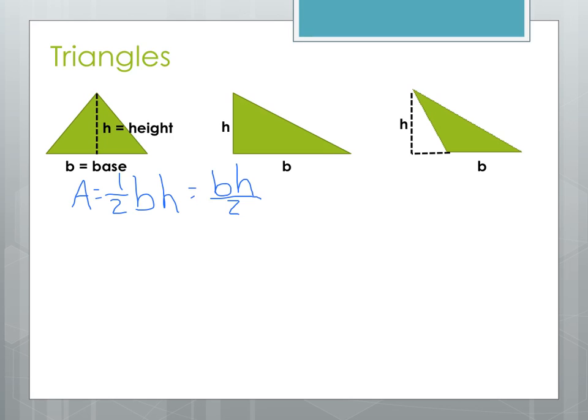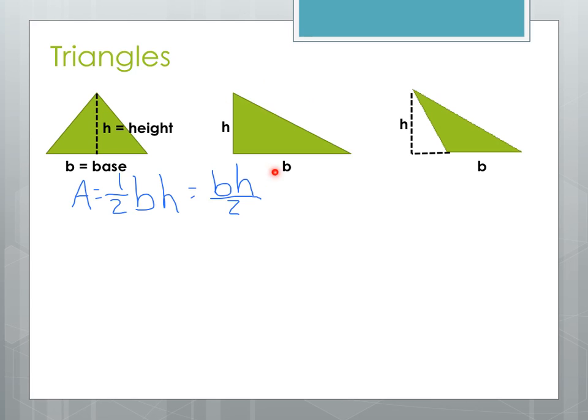Again, height can be taken from several different places. In this first triangle here, if we have the base at the bottom, the height is defined as the length from the base to the opposite point that makes a right angle or a 90-degree angle. Okay, for this type of triangle, that right angle to the opposite tip happens to be inside the triangle.